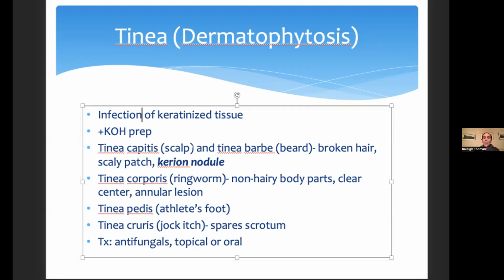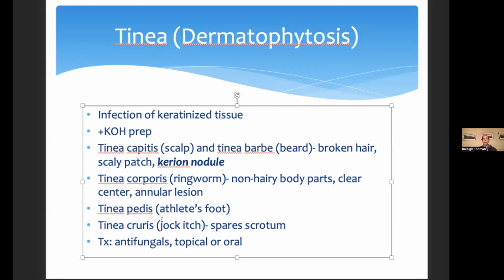If it's affecting the scalp, it's called tinea capitis. If it affects the beard, it's called tinea barbae. And when it's in a place with hair, you can get a scaly patch that's sort of thick and raised, and that's called a kerion nodule. If you just have it on your body, it's called tinea corporis, which is also called ringworm. And that's an annular lesion with a clear central part.